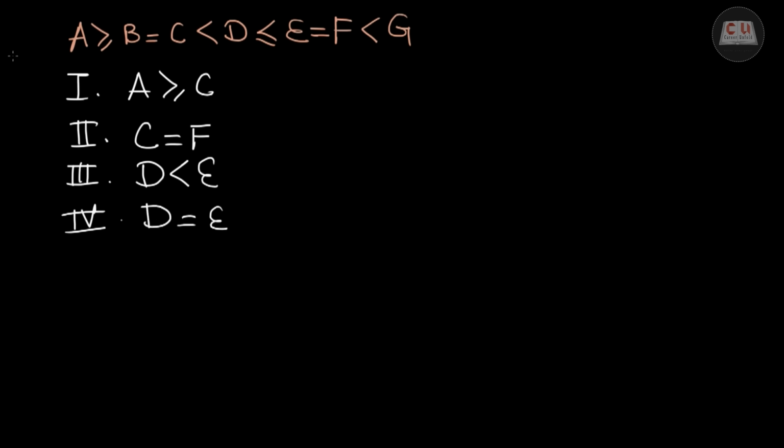Okay, let's work on this first. We see A and C. A is here, C is here. So which one has the higher priority? Greater than equal to. So A greater than equal to C. So this one follows, right?